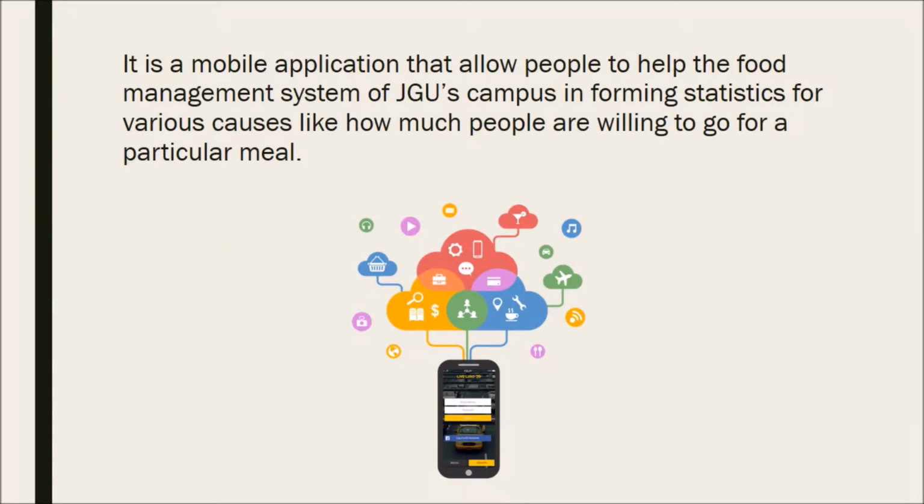So, what exactly is JGU Food Saver? It is a mobile application that allows people to help the food management system of JGU's campus in forming statistics for various causes, like how many people are willing to go for a particular meal.